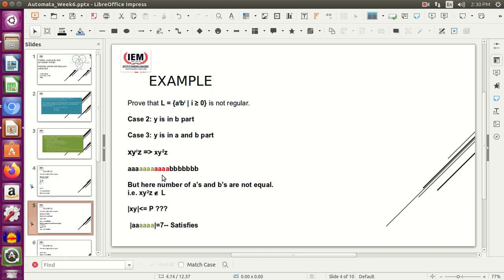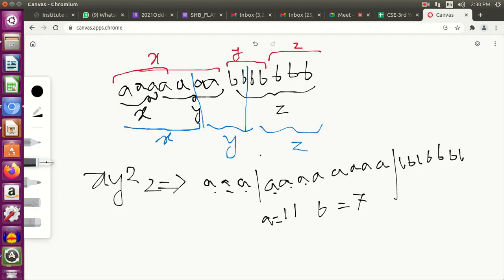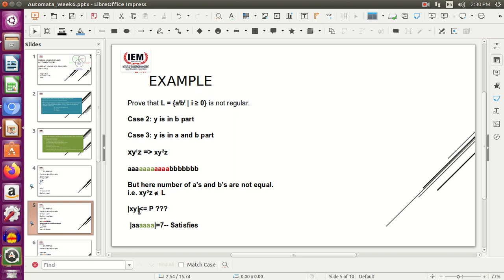For this particular example, the length of xy is 1, 2, 3, 4, 5, 6, 7, right? Going back to the diagram, it will be clearer. This was your x, this was your y, so it is 7. And what is p? The value of p is also 7. So in this particular case, the condition is satisfied, that is, the length of xy is less than or equal to p.